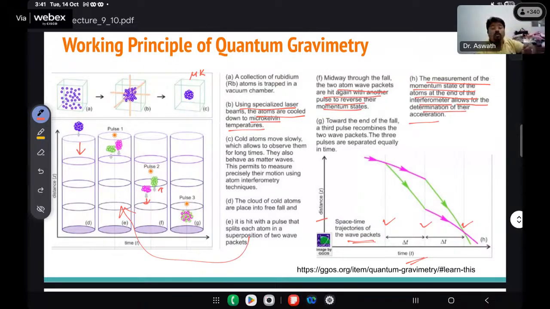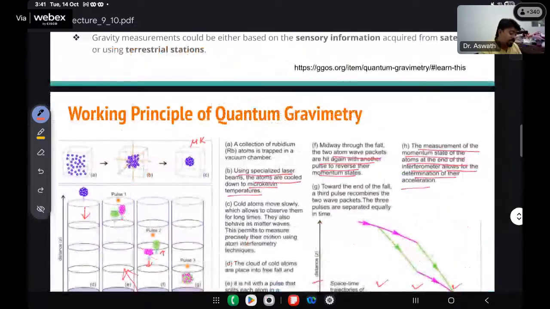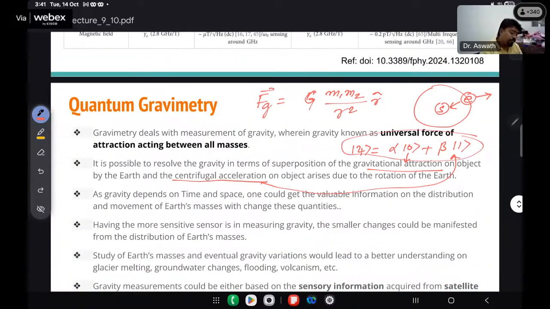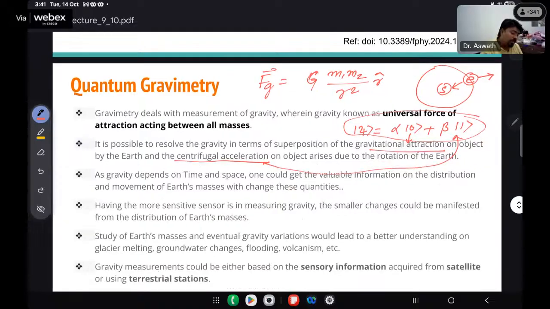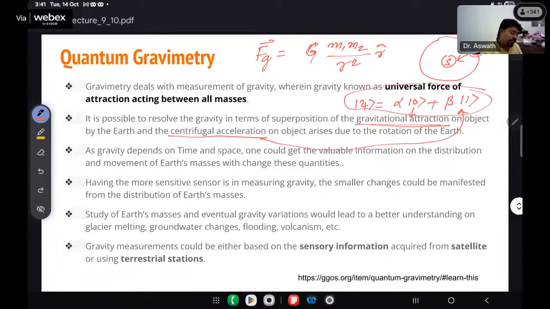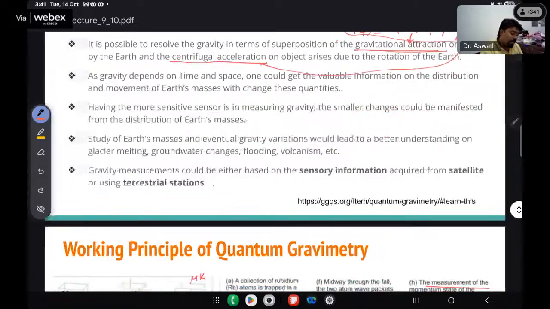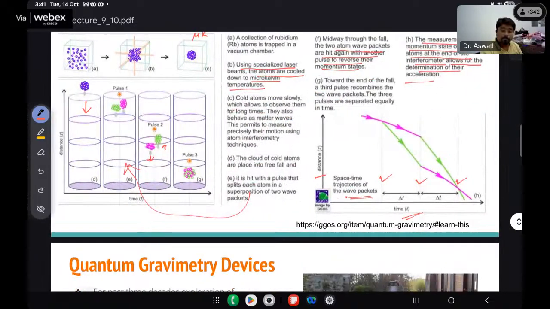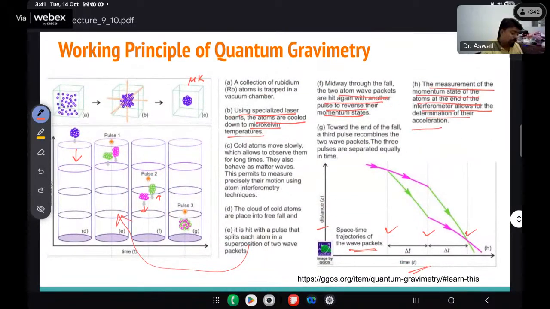How they're traveling down. Knowing the acceleration, I can also find the superposition state we are looking at. One is the centrifugal force, another one is the gravitational force of attraction. From there, I can get more insights about the gravity of the earth. So this is the working principle of gravimetry.